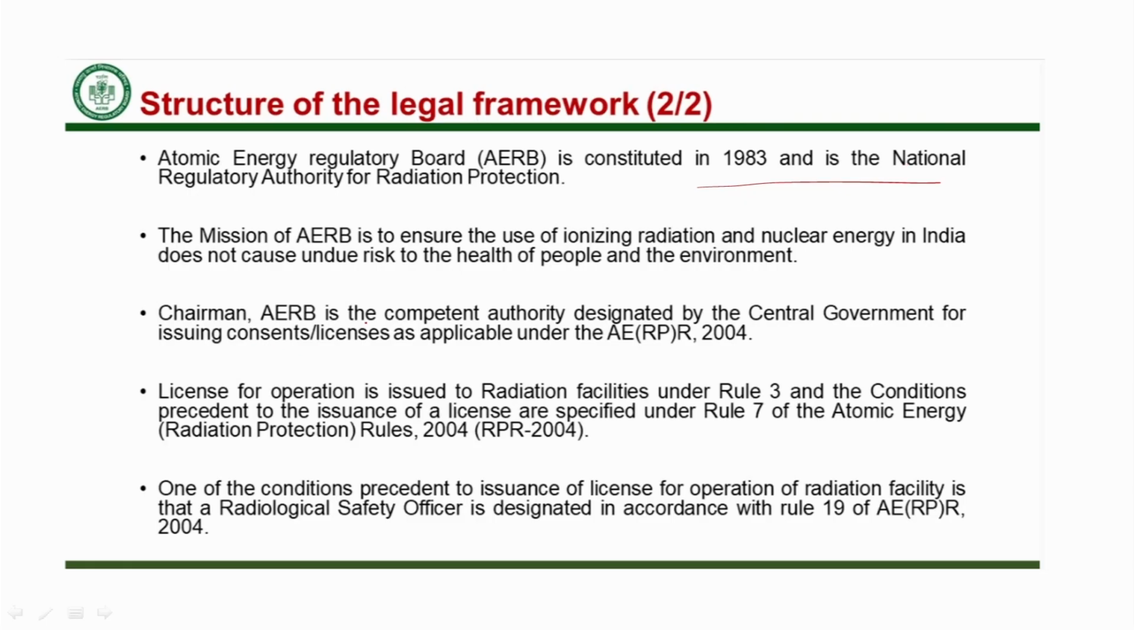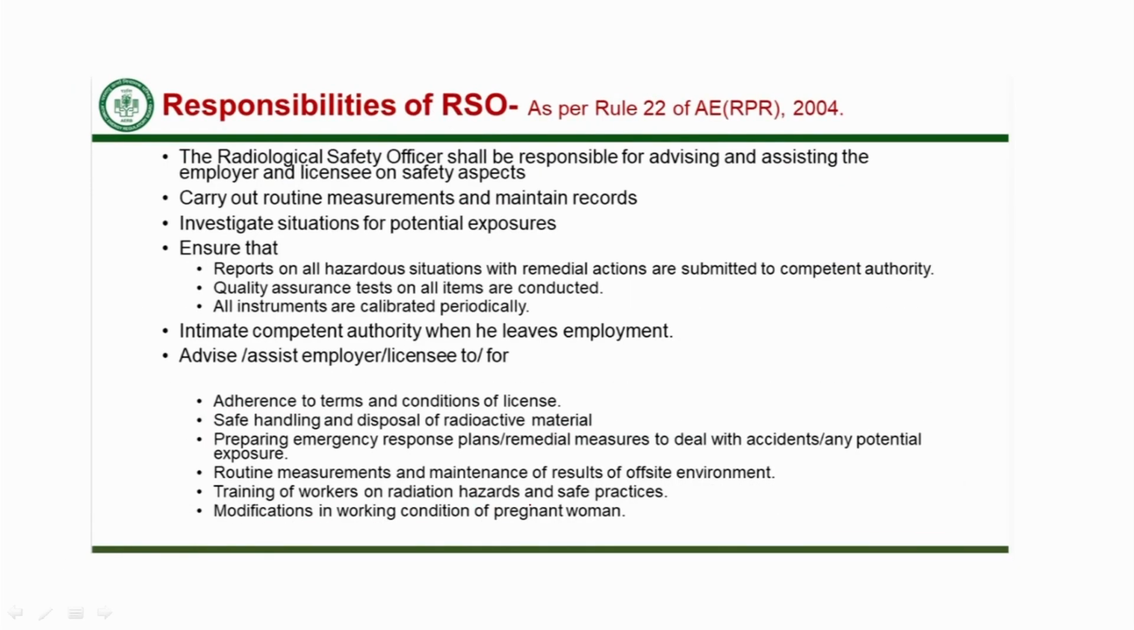The Chairman AERB is the competent authority, which I said earlier. To obtain a license for a radiation facility, rule number 3 covers the conditions of issuance of license. Rule number 7 explains the conditions of license, and rule number 19 of the Atomic Energy Radiation Protection Rules 2004 allows the designation of a radiological safety officer. What are the responsibilities of the radiological safety officer? These are defined under rule number 22 of the RPR 2004.